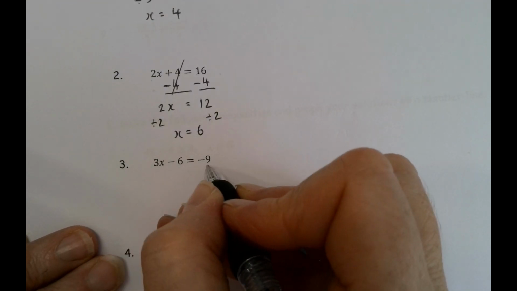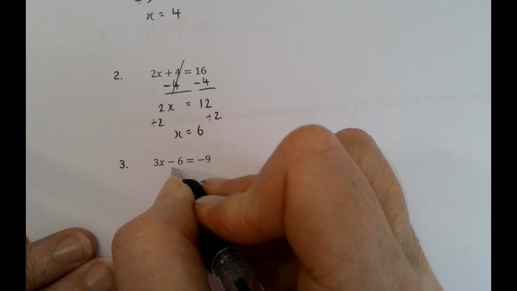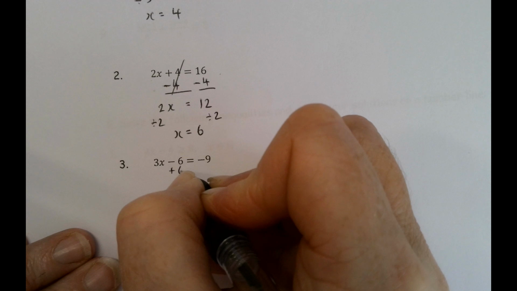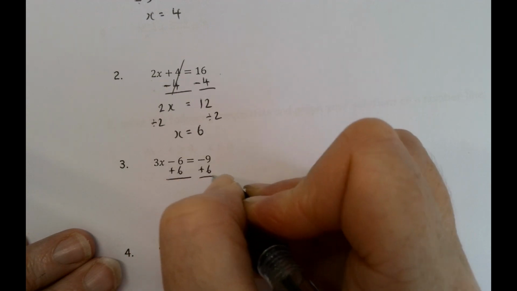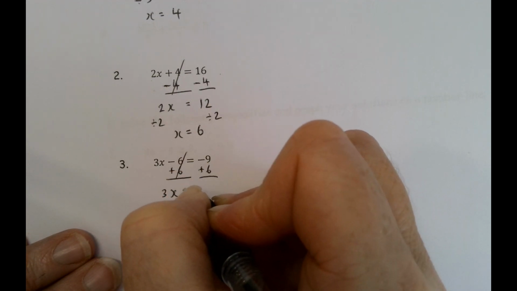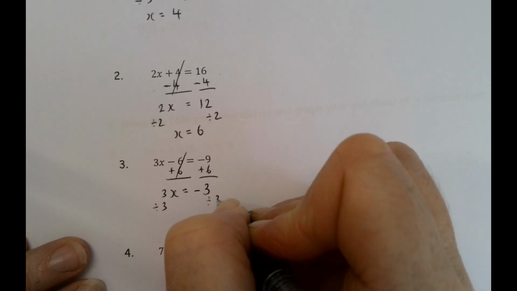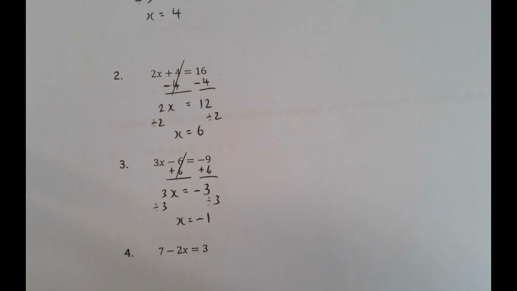Okay, 3x minus 6 is equal to minus 9. That minus 6 is in the wrong place. It should be over here. That 3x is going to stay here for now. So add 6 to both sides. They go out. So 3x is equal to minus 3. And then to get 1x, divide by 3, divide by 3, x is equal to negative 1.